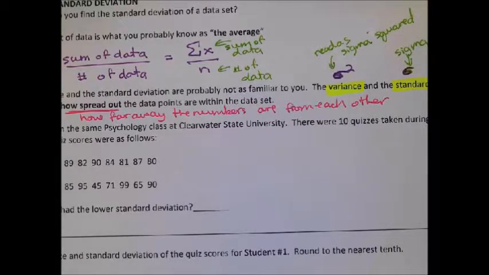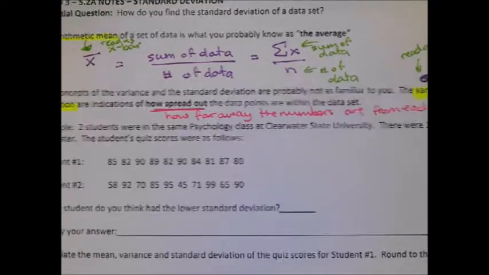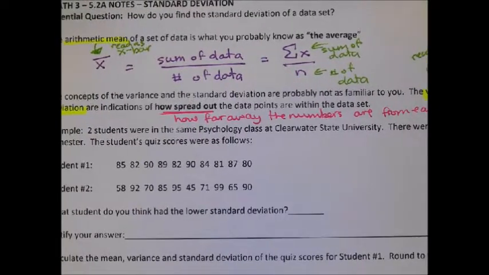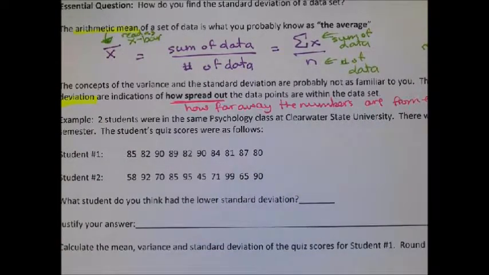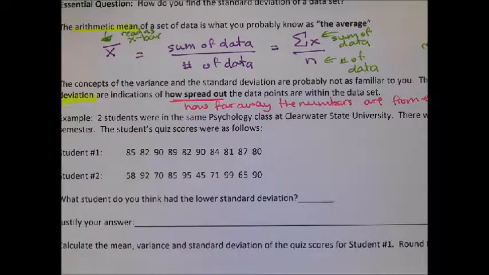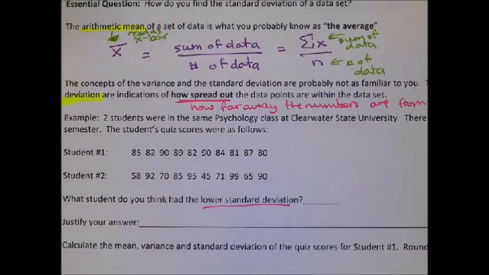Let's look at some example data. Two students were in the same psychology class at Clearwater University. There were 10 quizzes taken during the semester. The students' quiz scores were as follows. So here we have one group of quiz scores, here we have another. And the question I want you to think about right now is, what do you think has the lower standard deviation? So when I'm thinking of lower standard deviation, we're thinking of numbers that are not as spread out.